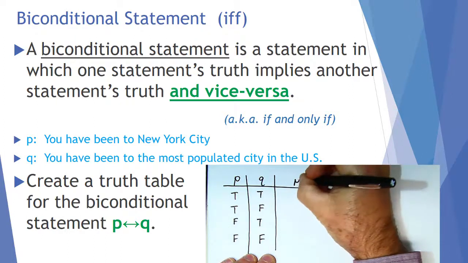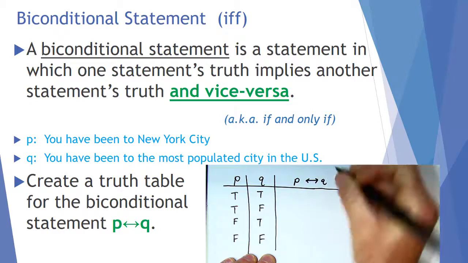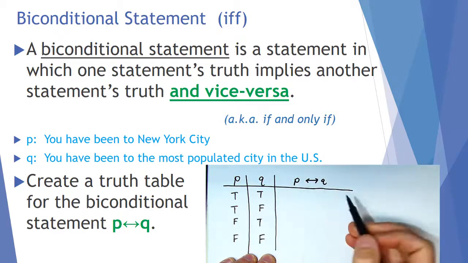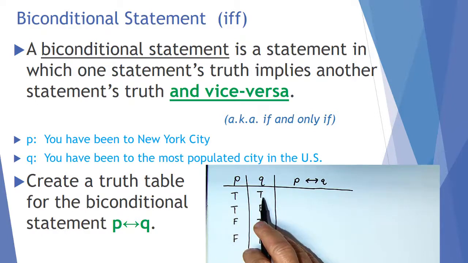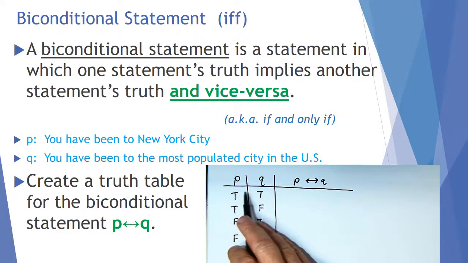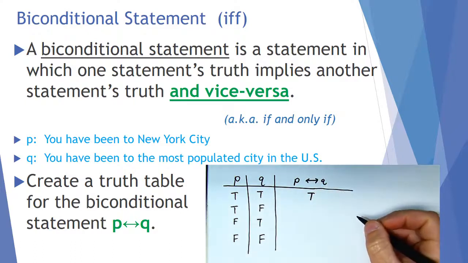And this time we're going to test the biconditional. P implies Q, that is to say P implies Q and Q implies P. So if you have been to New York City, if P is true, does that also mean that you have been to the most populated city in the US? Yes, it does. And in fact, T is true and Q is true, and so we would have true.